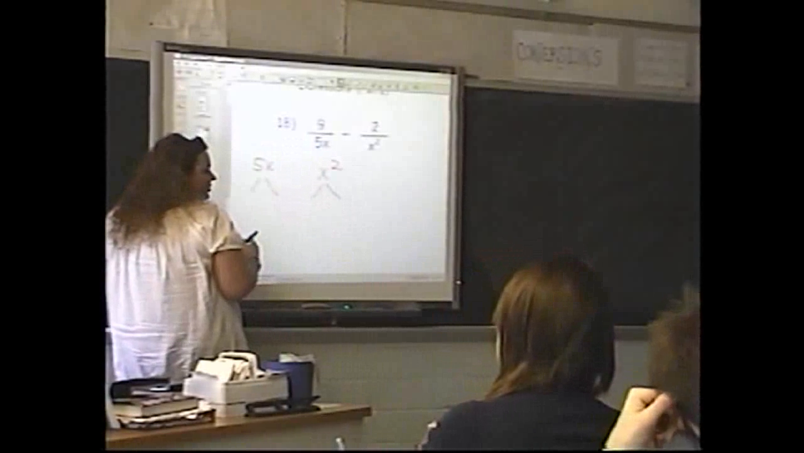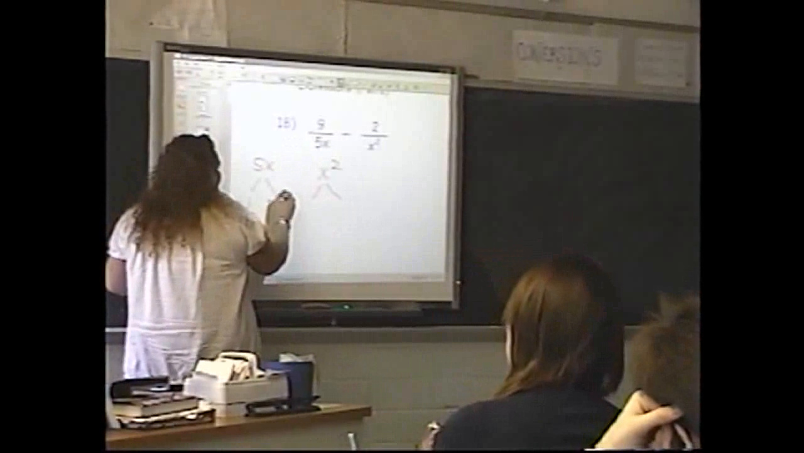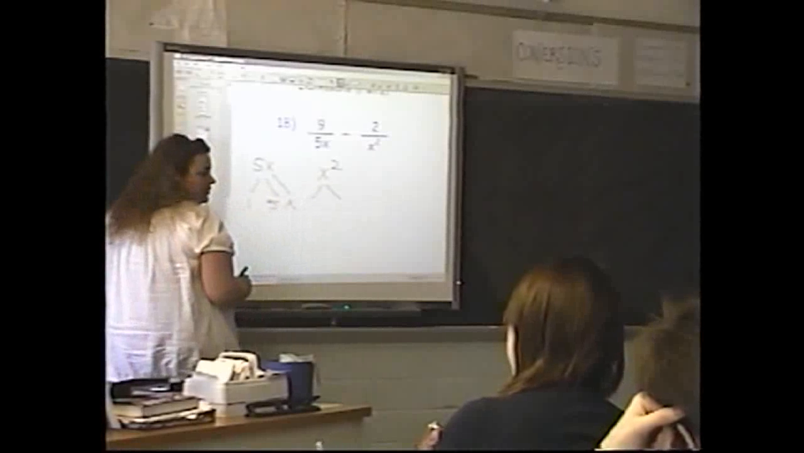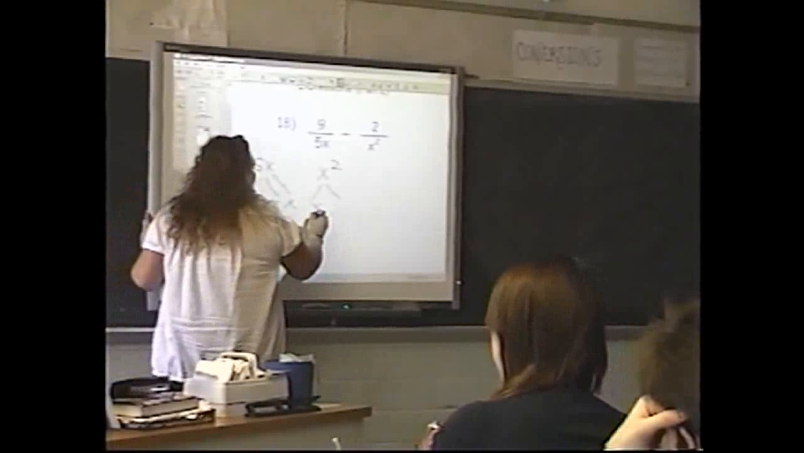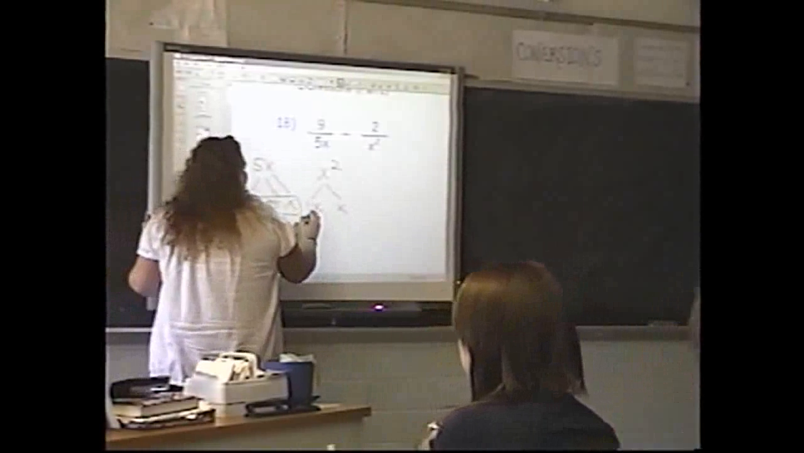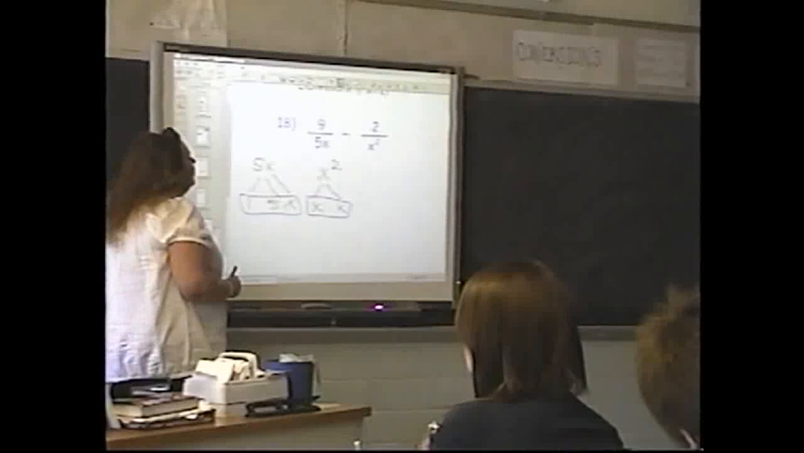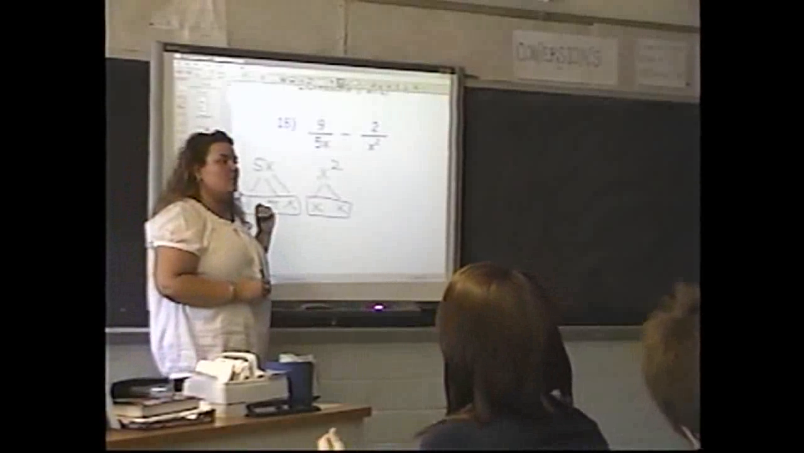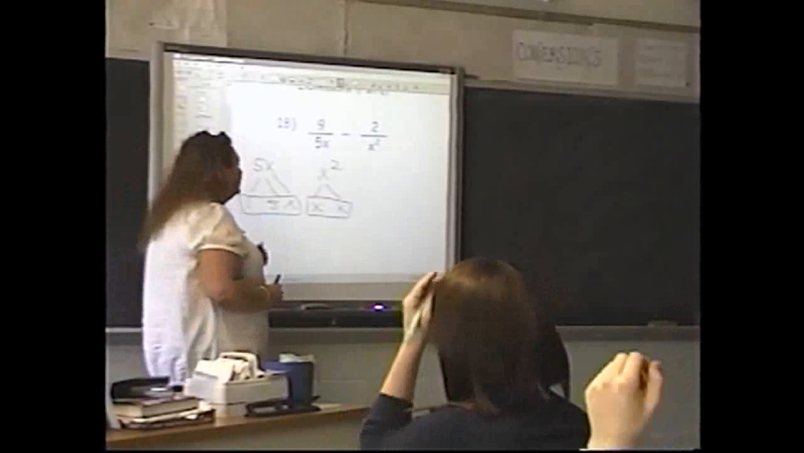What does 5 break down to? 1 and 5, and bring down the x. What does x squared break down to? X and x. Okay, go ahead and circle your factors. Now in order to find the least common denominator, you need one of each type. Okay, that's the first thing you need to do.